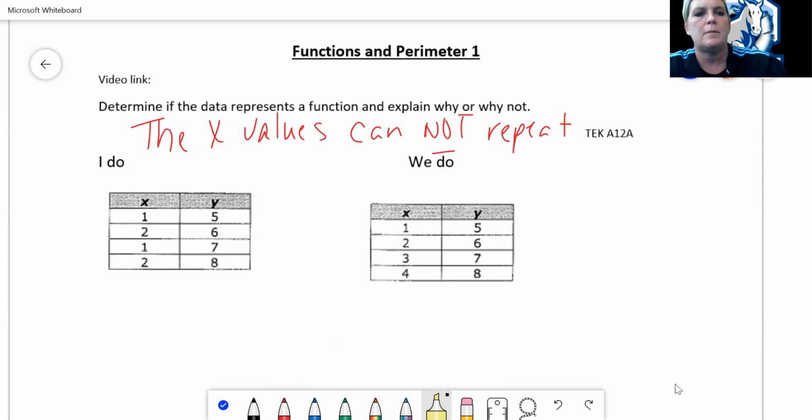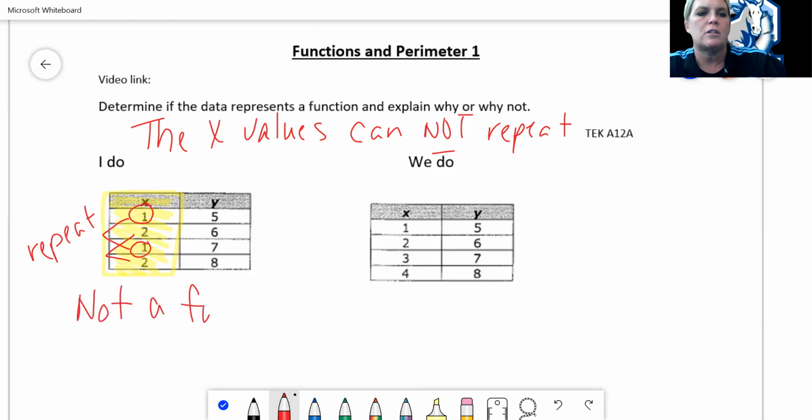We've got x and y, and I need us to look at the x values right here. When you look at all these x numbers in here, do you see any of them that repeat? Well, I do. Look, the ones repeat, and in this case, we have two different sets repeat. Since they repeat, this data is not a function.